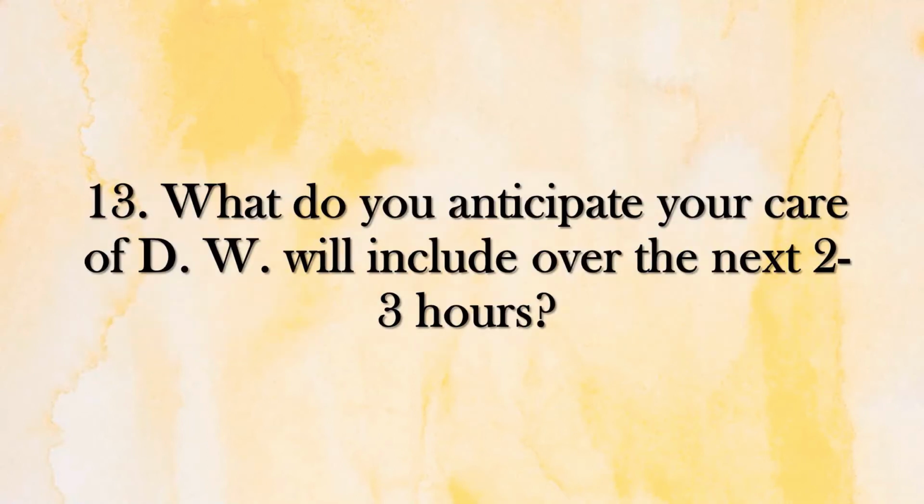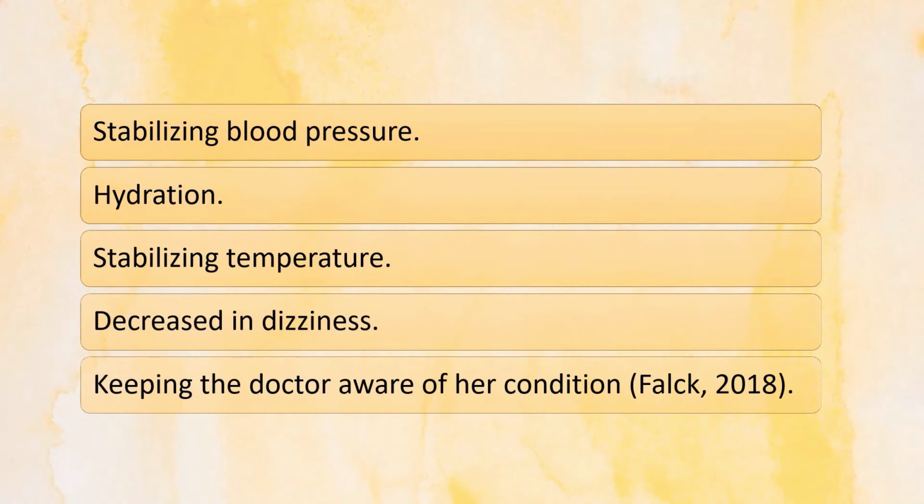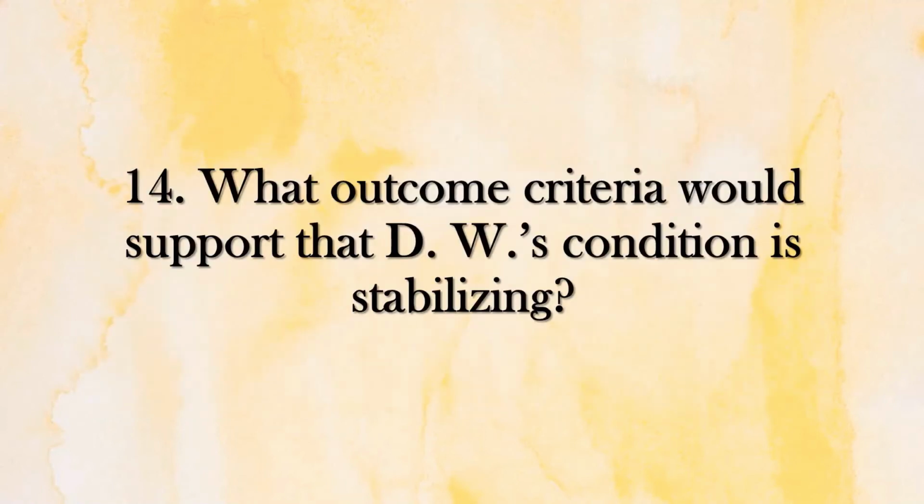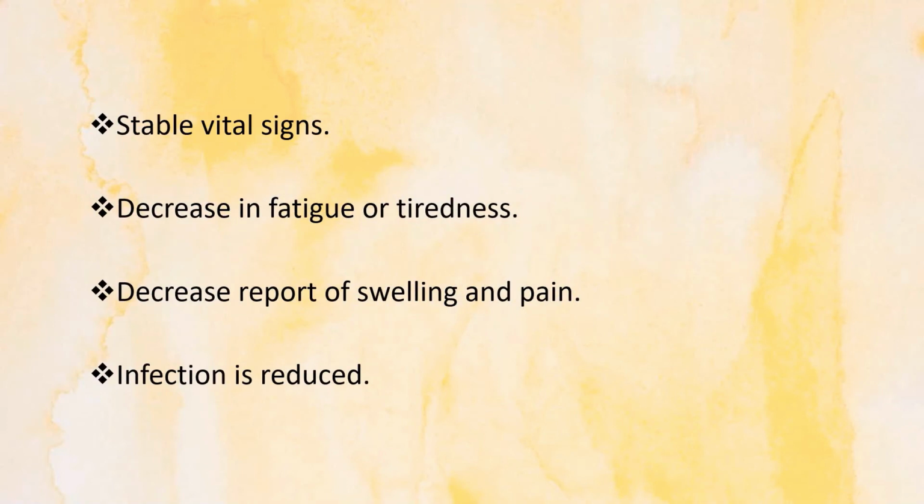Question 13. The care that can be anticipated over the next 2 to 3 hours is blood pressure becoming stable, hydration, stable temperature, and decrease in dizziness. Besides, making sure that the doctor is aware of her condition is also part of the care. Question 14. The outcome criteria that support the condition stabilizing are stable vital signs, decrease in fatigue and tiredness, decrease in swelling and pain, and also the infection is reduced.